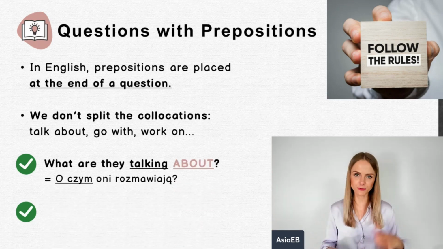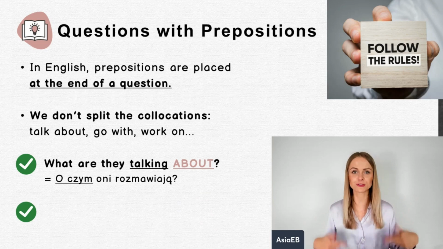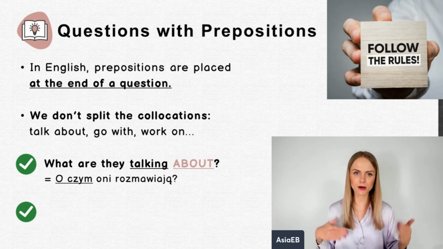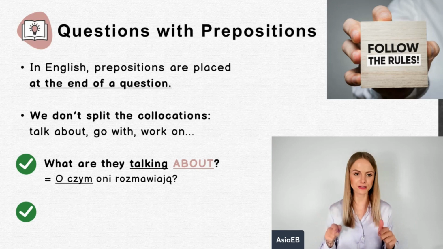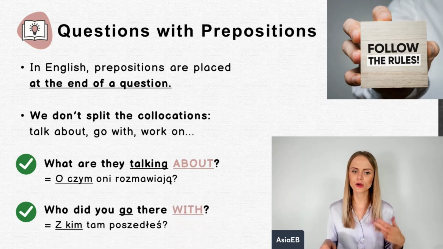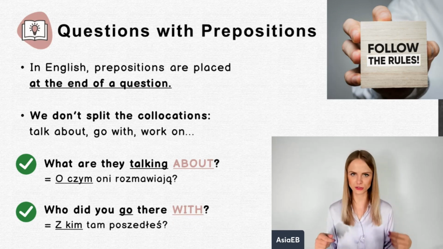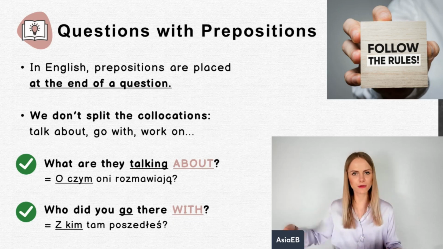So coming back to the incorrect questions we've just discussed, these are the correct versions. So have a look, preposition at the end. We can't say about what are they talking, but what are they talking about? Another one. Who did you go there with? So you can't say with who did you go there, but who did you go there with? You see, it's very smooth. Who did you go there with?